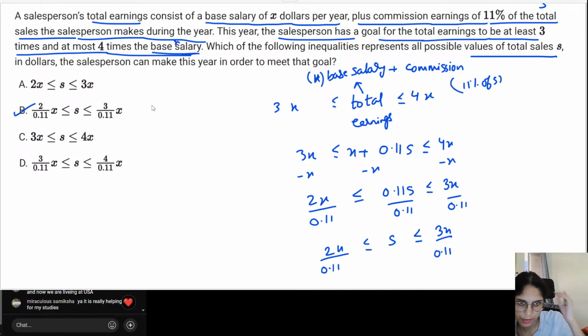See if you understand this. Okay, so whenever you have compound inequalities, you have to do everything on all three sides.